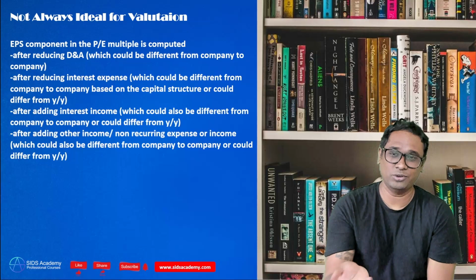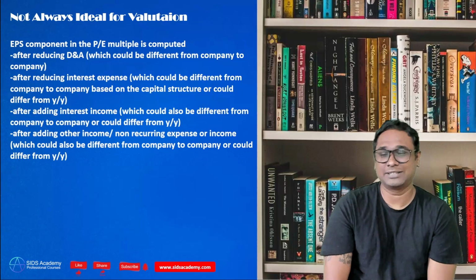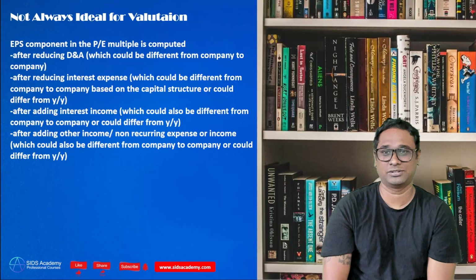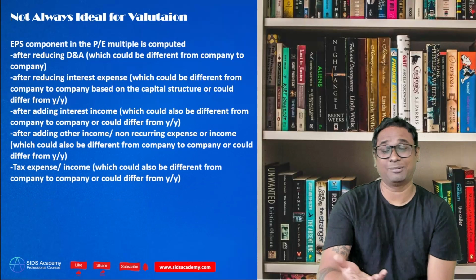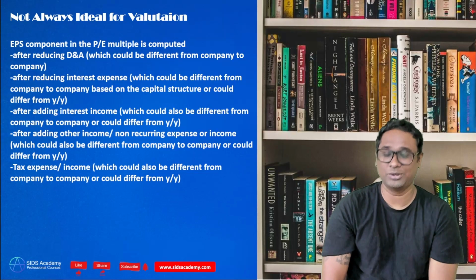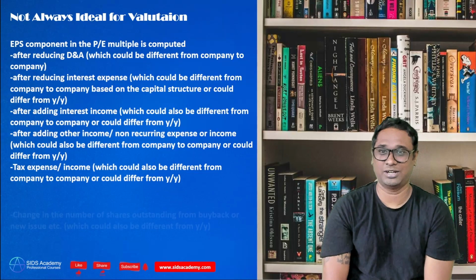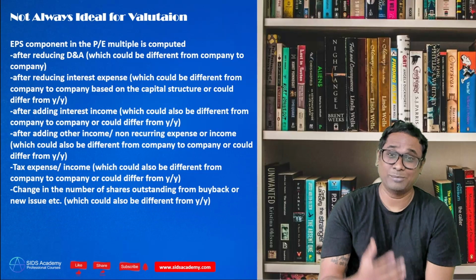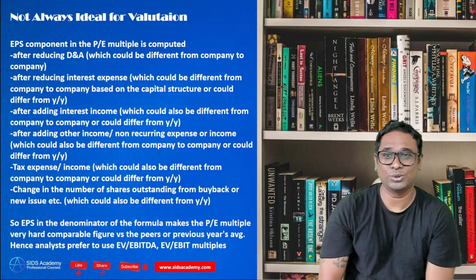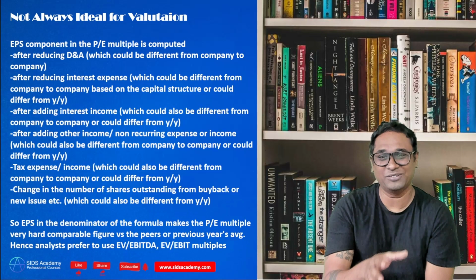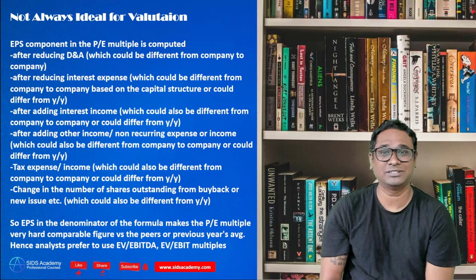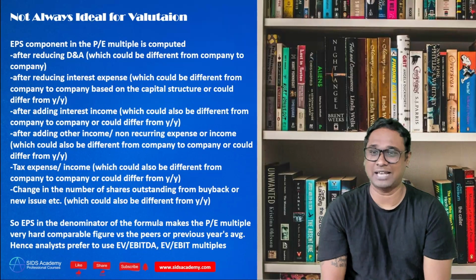It could happen that you are comparing two companies, where company A's EPS is down because it is incurring some restructuring expenses. Okay, it is computed after tax expense or income, which could be different from company to company or year to year. Again, change in the number of shares outstanding from buyback or issue is also possible. So EPS in the denominator of the formula makes P multiple a very hard comparable figure versus the peer or previous years' average.